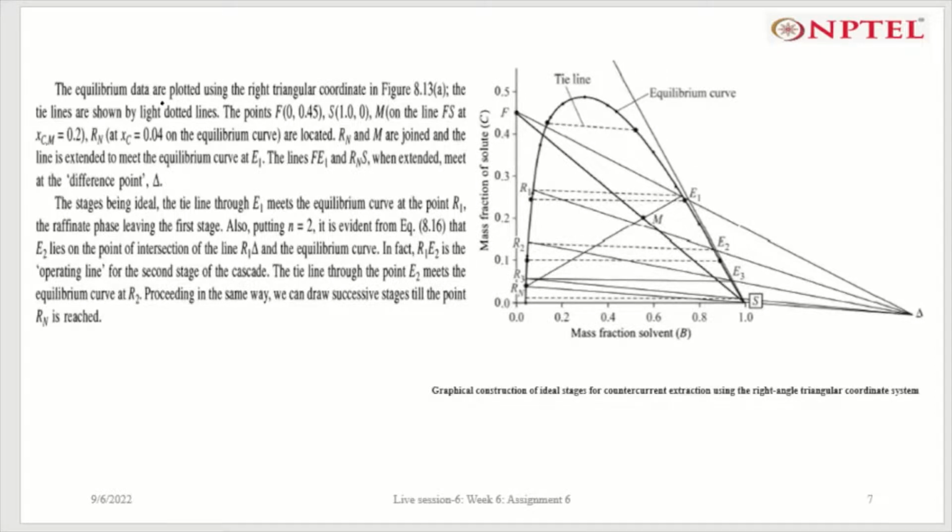Now equilibrium data are plotted using the right triangular coordinates in these figures. The tie lines are shown by the light dotted lines, these ones. The points F, S, M, and Rn are located. Rn and M are joined, and the line is extended to meet the equilibrium curve at E1. This one, E1.